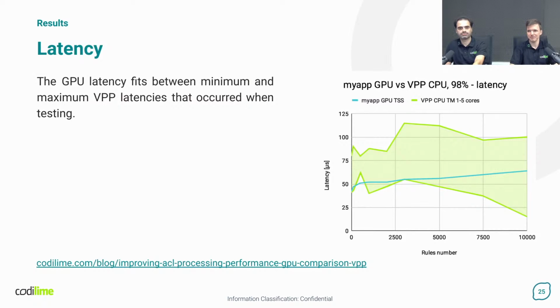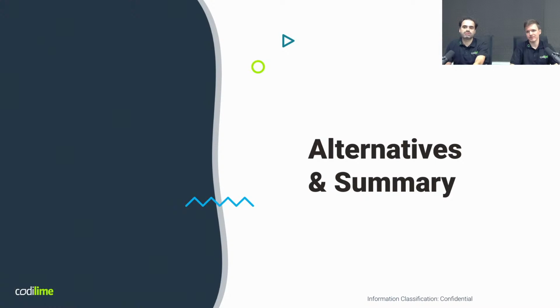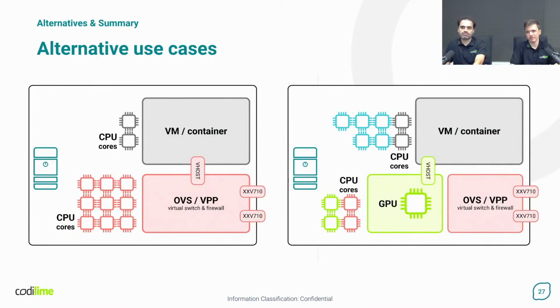Yes. Now let's talk about the alternative use cases, and let's do a summary of this presentation. On the slides previously, we've been using the GPU as a typical inline firewall, but this is not the only case we can use it. We can use the GPU as a firewall between a software switch, such as OVS, and the virtual machine. It can be used as a plugin for the VPP.